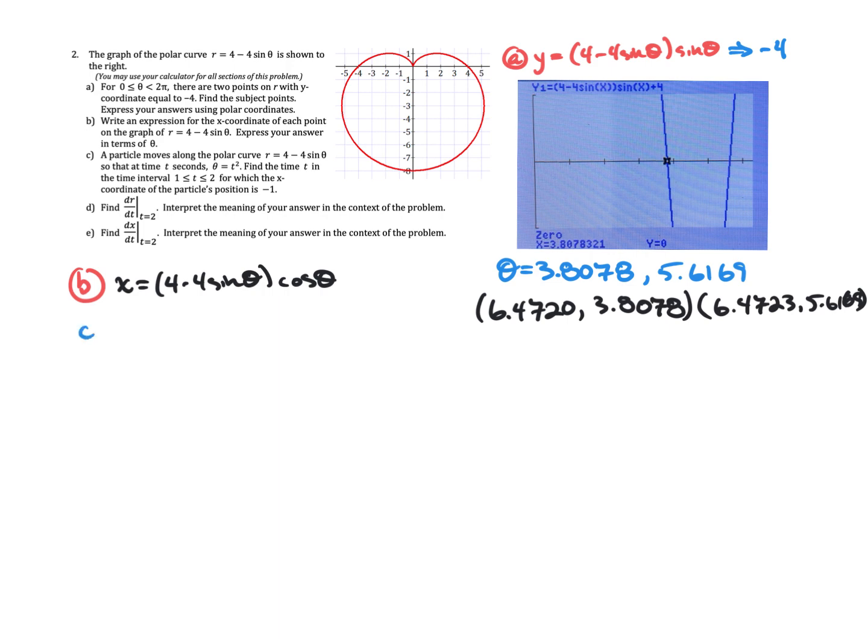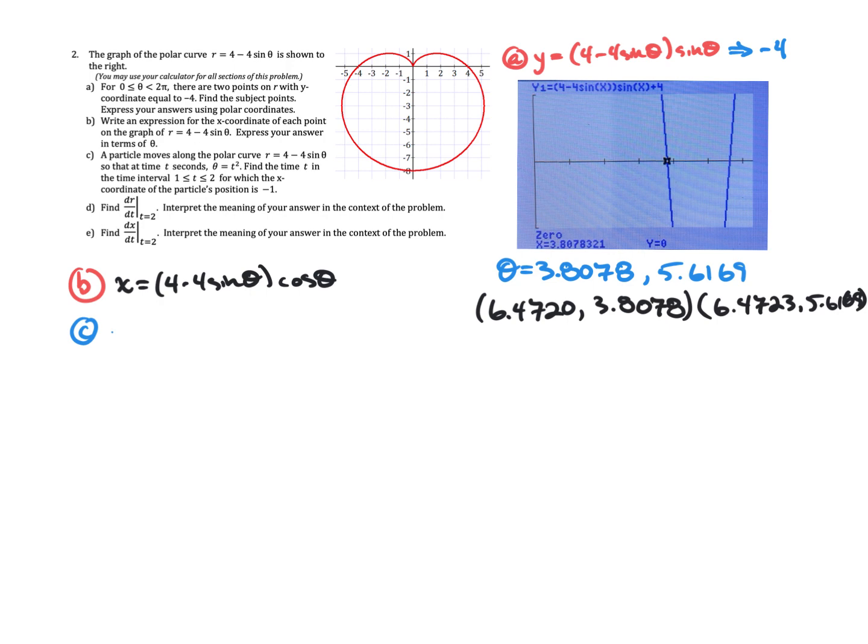Part C. On the polar curve r equals 4 minus 4 sine theta, at time t seconds, theta equals t squared. Find the time t in the time interval 1 to 2 for which the x-coordinate of the particle's position is... All right. I love this. What do we need to do? We need to replace what? Theta with what? t squared. All right. So now I went from polar mode to what? Parametric mode. And that's why I think it's beautiful how they tie in.